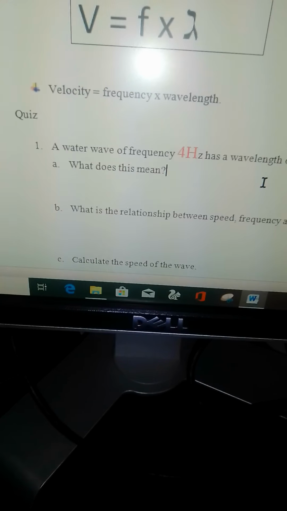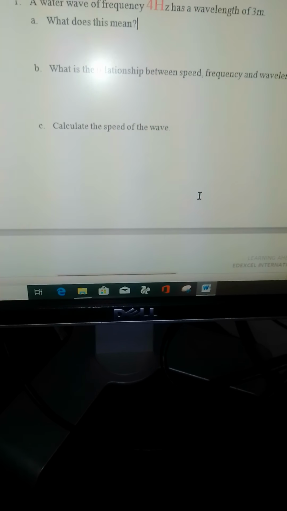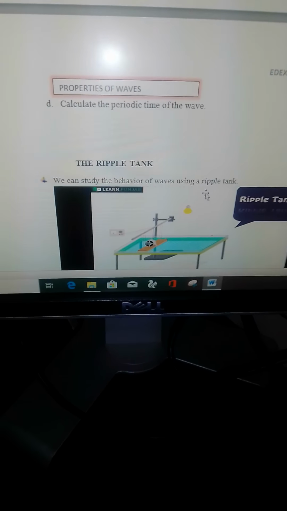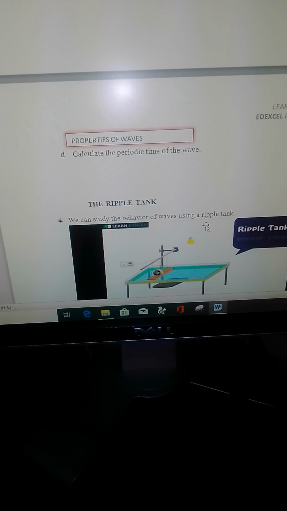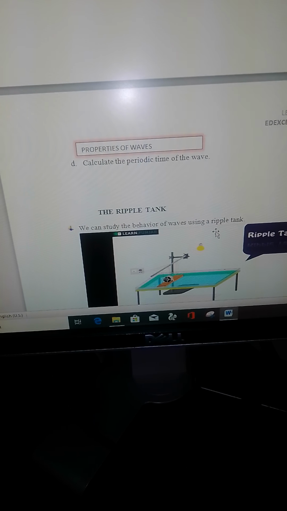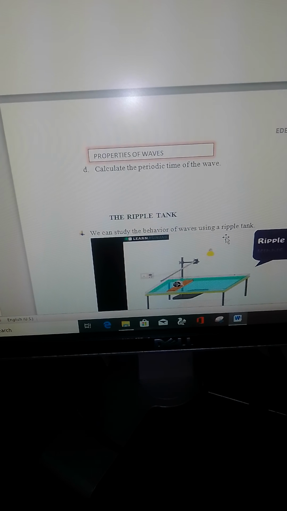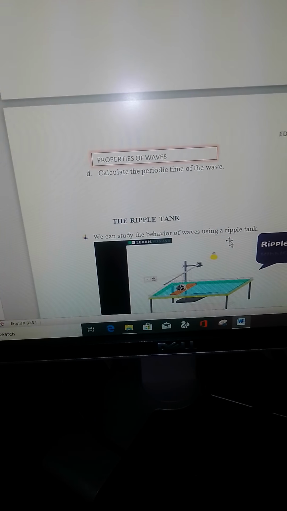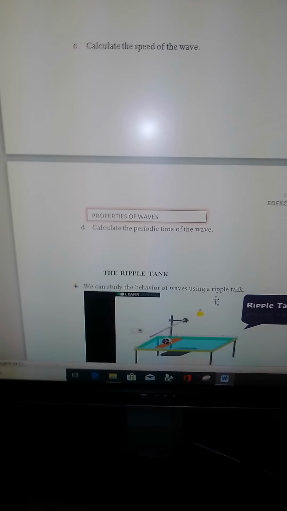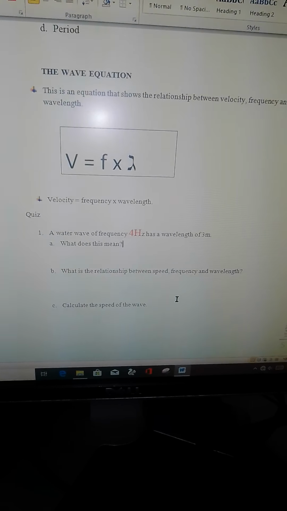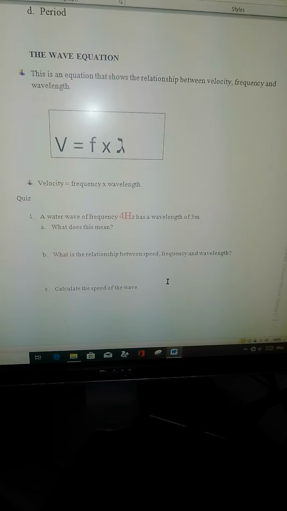Now, let's move to the next part of this topic. If you are supposed to calculate the periodic time, then you need to say that T is equivalent to the inverse of f, which is 1 over 4, because our frequency was 4. By doing so, you'll be able to calculate periodic time T.